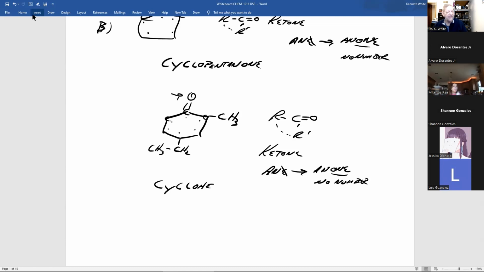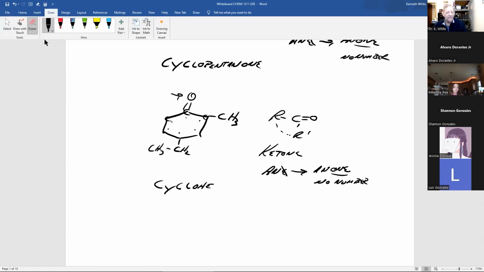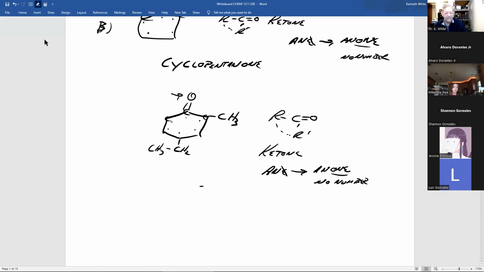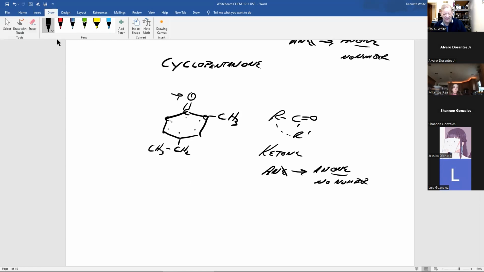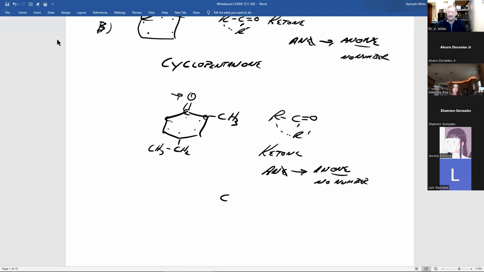Hold on 1 second. I need more room. And if we're in a classroom, I'd be doing the same thing, because the school doesn't like me writing on the walls, I would assume.